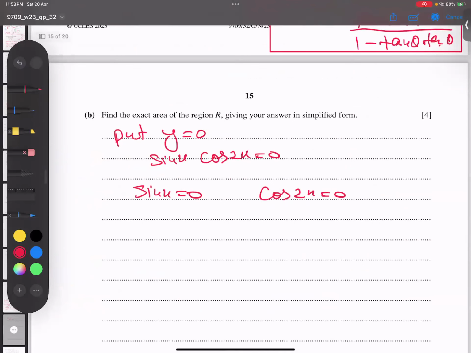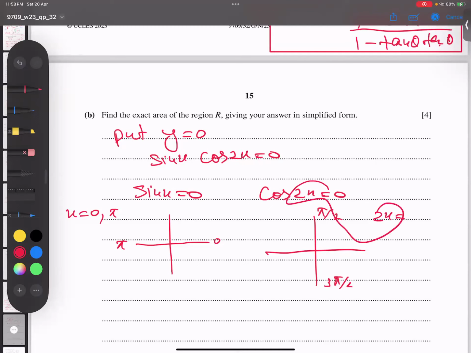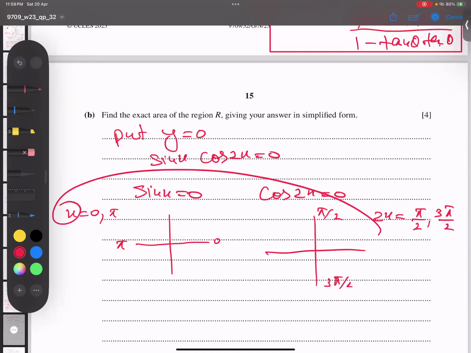Sine is 0 where? I just said before, sine is 0 at 0 and pi. So it gives us 0 and pi, okay? And from here, cos is 0 where? Cos is 0 at pi by 2 and 3 pi by 2. So it means I'm getting 2x is equal to pi by 2 and 3 pi by 2. Here we have a single, no problem, but here we have double. So this 2 will divide, and when this 2 divides, students, I get pi by 4 and 3 pi by 4.